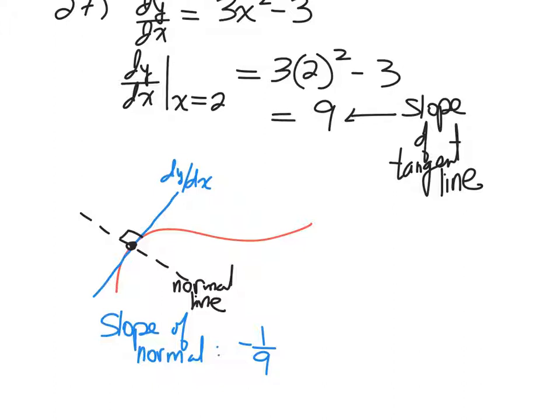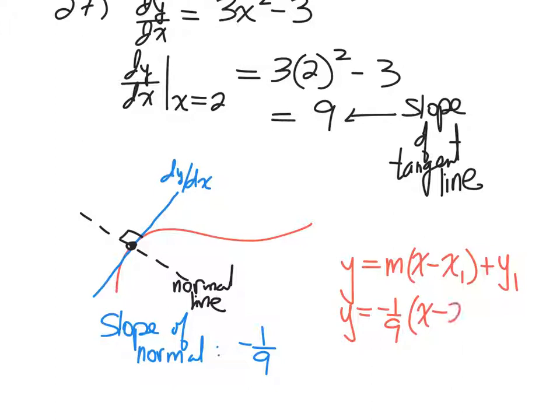They want the equation of the normal line, so I will use the point slope form of a linear function. y equals m times (x minus x sub 1) plus y sub 1. I have the slope. They gave me the point. They actually gave me the y value too. They told me the point is (2, 3). So I'm looking at y equals negative 1/9 times (x minus 2) plus 3.